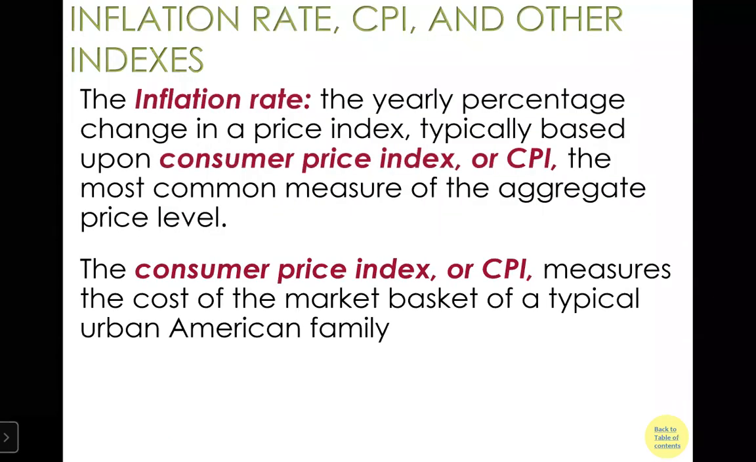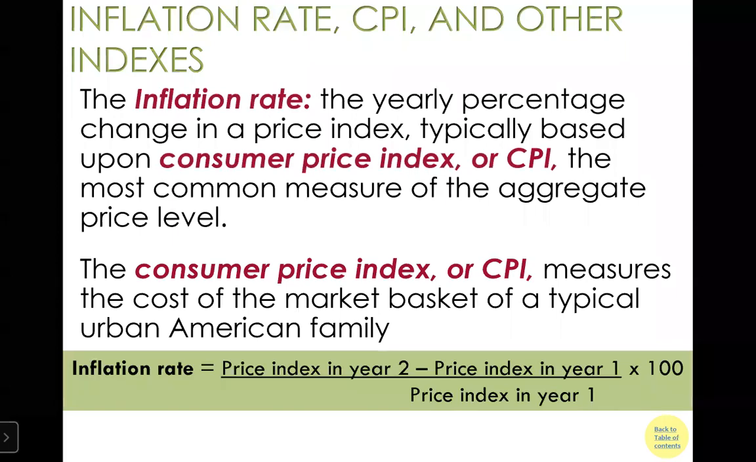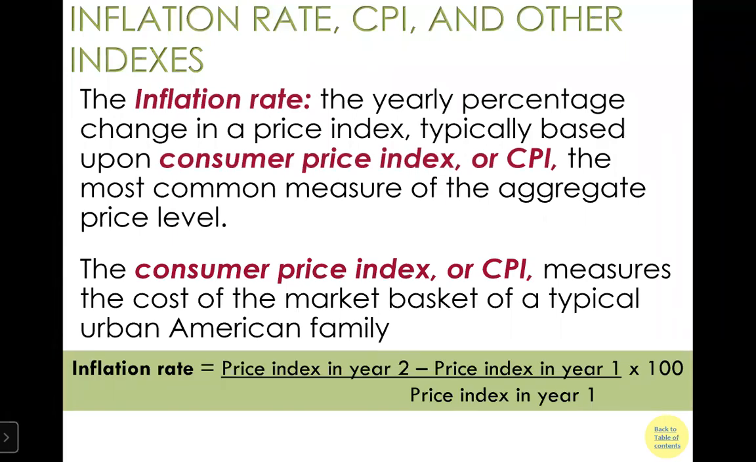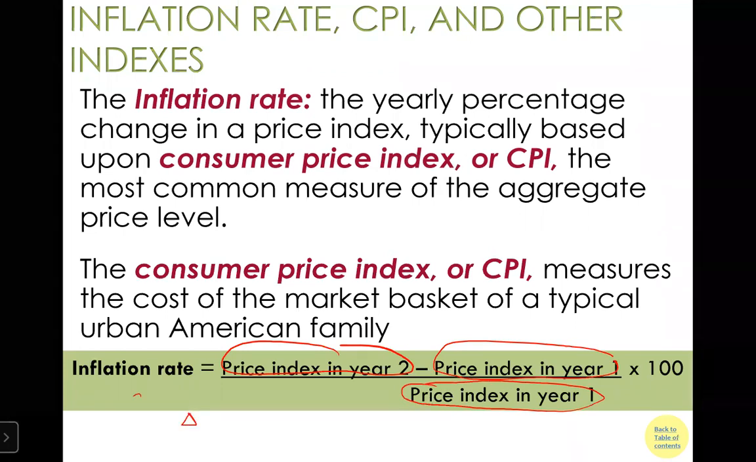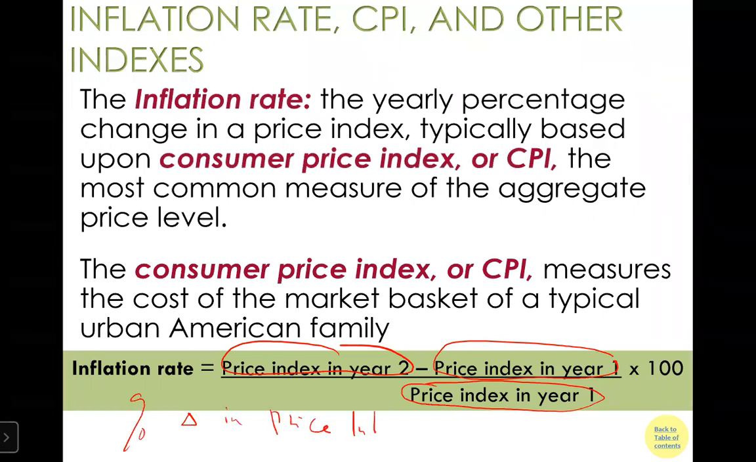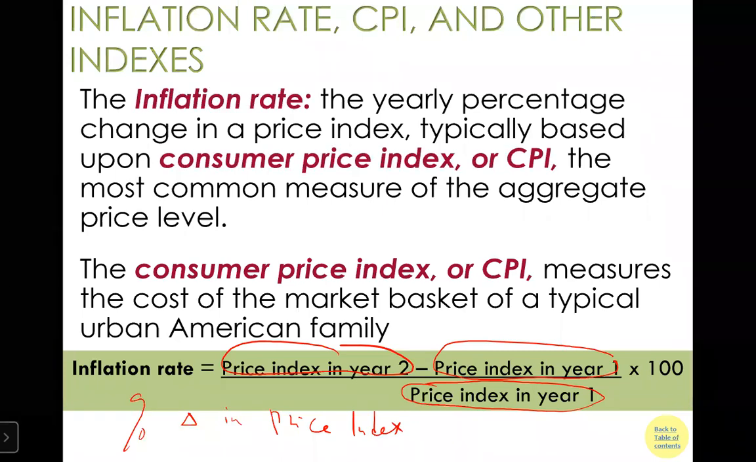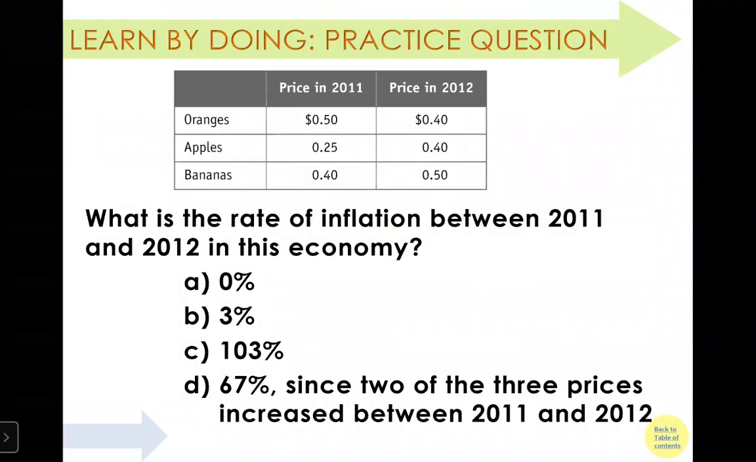Now, what was the last thing we left? We talked about inflation. Inflation essentially is the percentage change in the price index. Look at this formula: the price index in year 2 minus the price index in year 1, so that's the change in price index, divided by the price index in year 1. That gives you the percentage change. Delta means change. So this is inflation. We have looked at these examples.